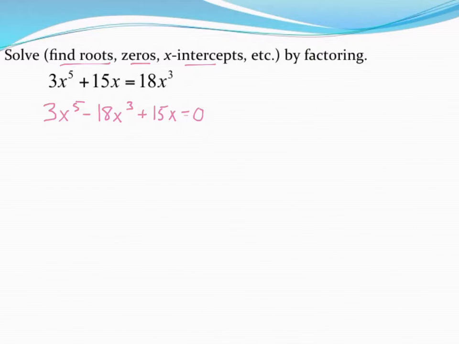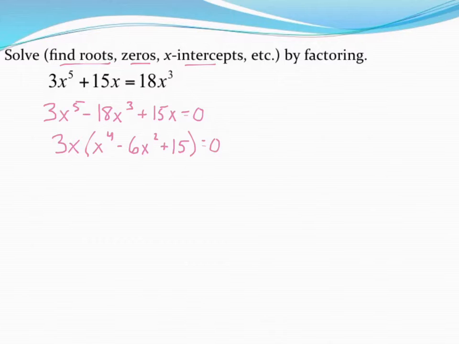That's what's nice about using the flowchart. It tells you right away, look for greatest common factors. There's a 3 all terms can be divided by, and everything has an x in common. So what's left over then, once I divide out 3x, is going to be x to the 4th minus 6x squared, and then finally plus 15 equals 0.